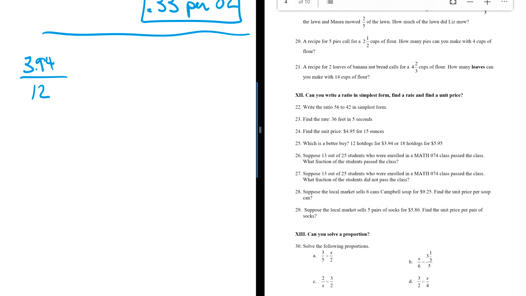And the next one is 18 dogs for $5.95. So it's $5.95 for 18. Which is the better buy? So let's try it. 3.94 divided by 12. That's 0.32.